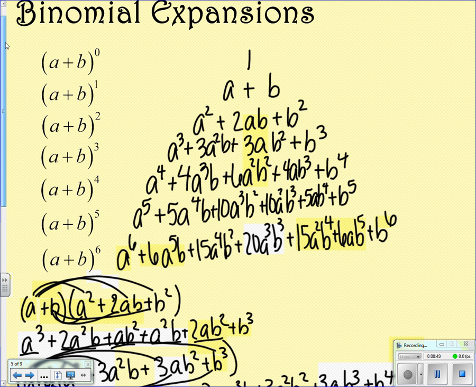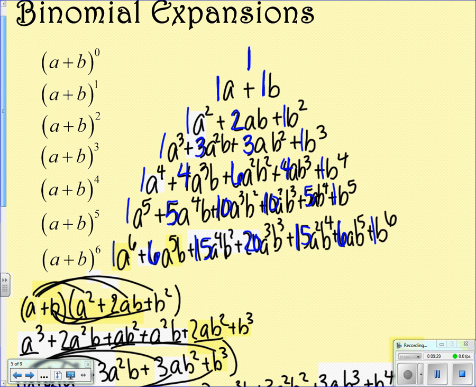We could obviously just go on and on and on forever and ever. But Pascal's triangle helps us with the coefficients. We've got 1, 1, 1, 1, 2, 1, 1, 3, 3, 1, 1, 4, 6, 4, 1, 1, 5, 10, 10, 5, 1. And then we have 1, 6, 15, 20, 15, 6, and 1. Do you notice how they are symmetrical?